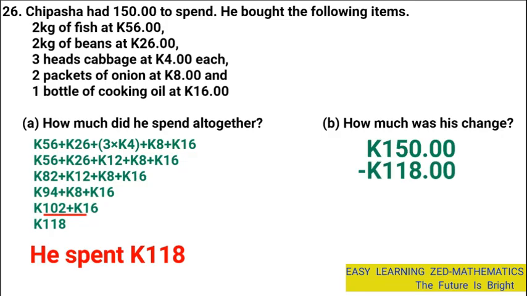118 kwacha. Then I'm going to draw a line there. Then I'm going to do the actual subtraction. So 0 minus 0 will give us 0. 0 minus 0 will give us 0. 0 minus 8, it can't. We cannot take away 8 from 0. So we're going to borrow 1 from 5.